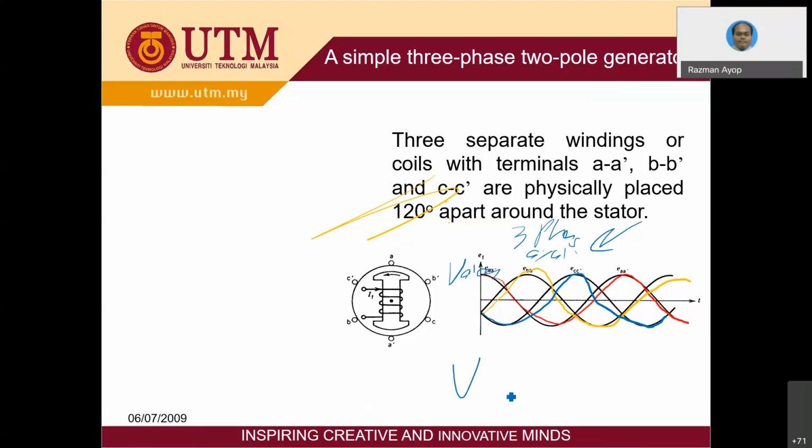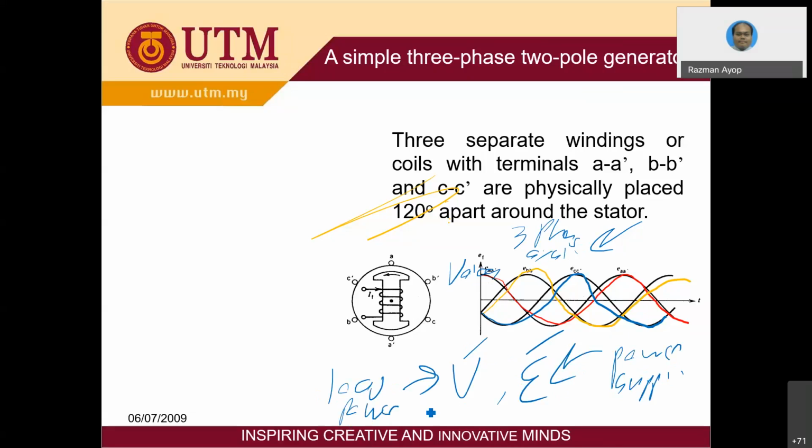V and E are basically the same. This one is a voltage. This one is actually potential difference, also a voltage. Usually E is used for a power supply, and V is used for both load and power supply. So if you meet E, it means it's just a voltage. The unit is also volts, so don't be confused.